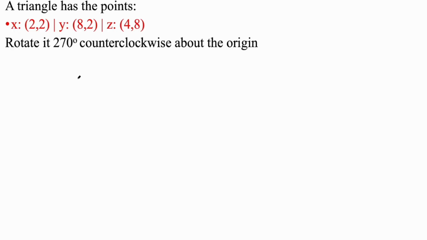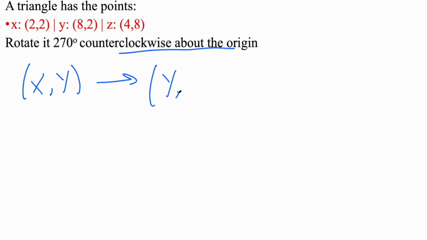So we have a problem. It says we have a triangle. The original triangle, x value is 2 comma 2, y value 8 comma 2, z value 4 comma 8. And you want to rotate it 270 degrees counterclockwise about the origin. So from the last slide, we saw that the original one is x comma y. And if you have 270 degrees counterclockwise about the origin, your new values will be y comma negative x. And so let's do each one.